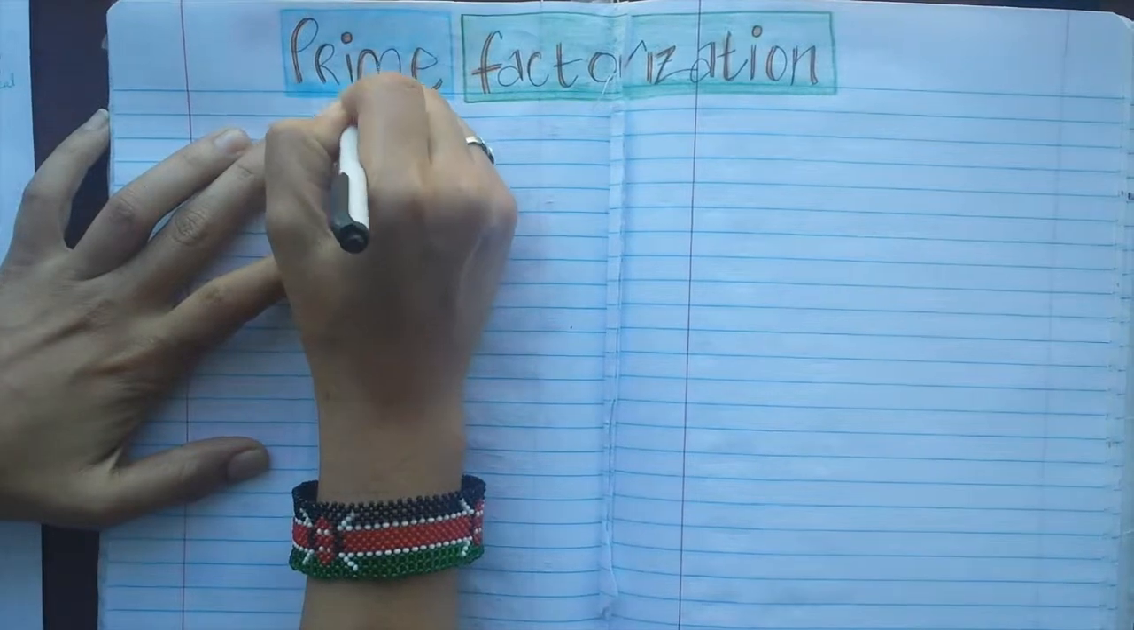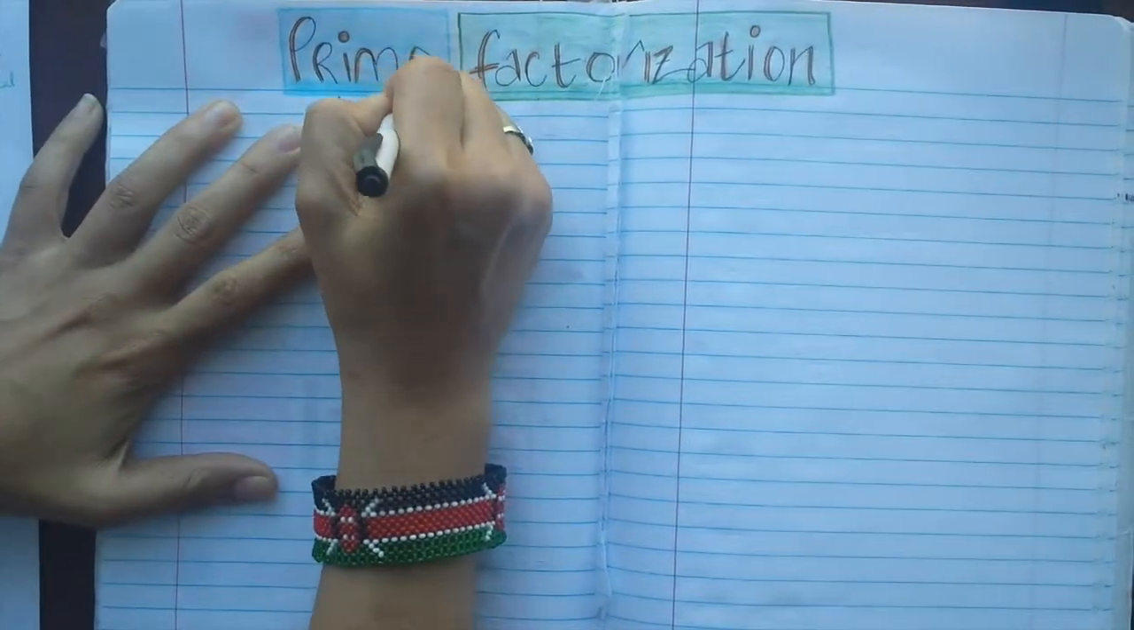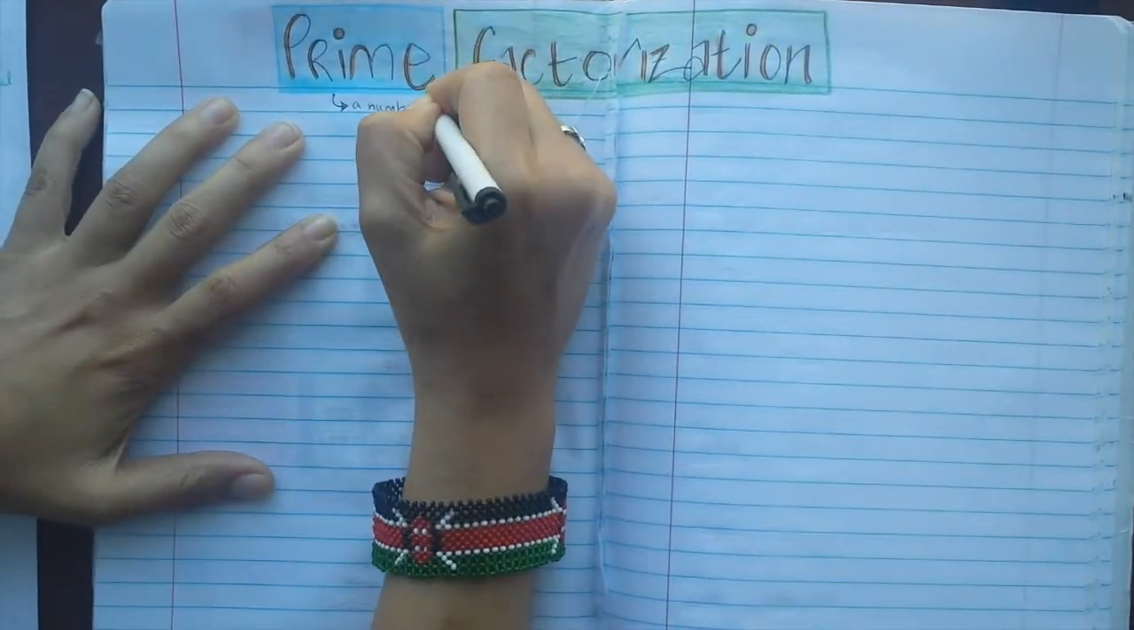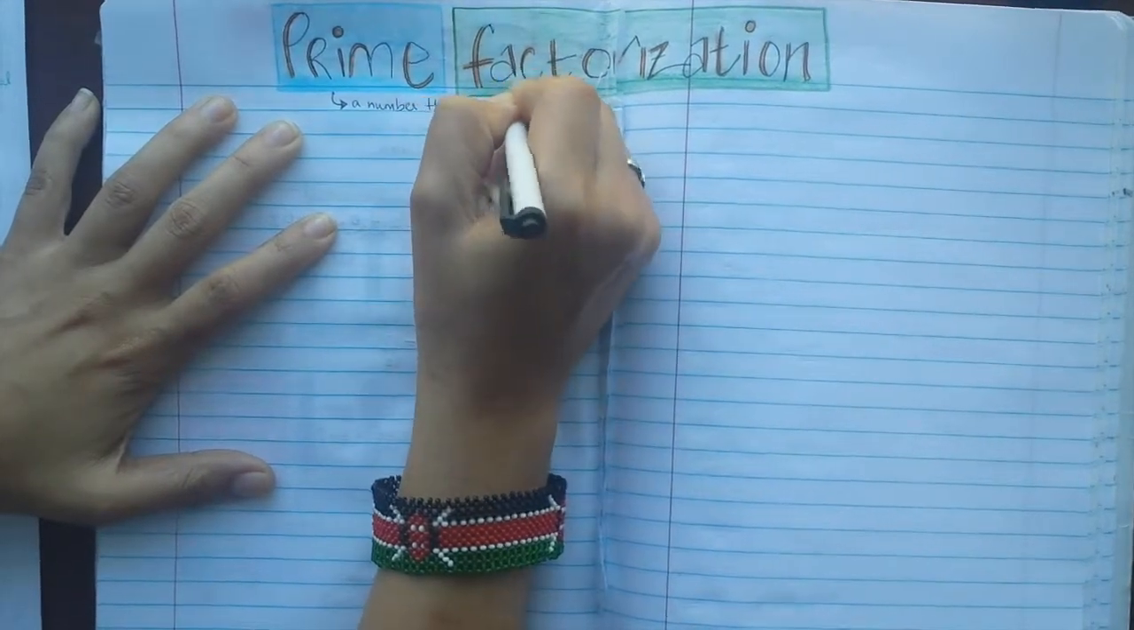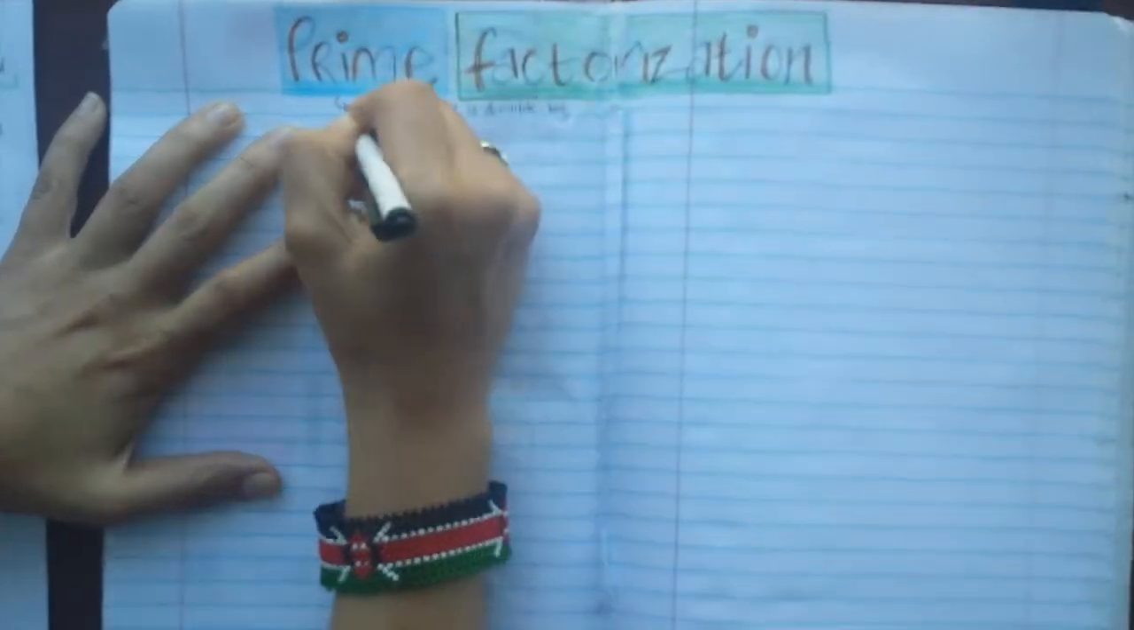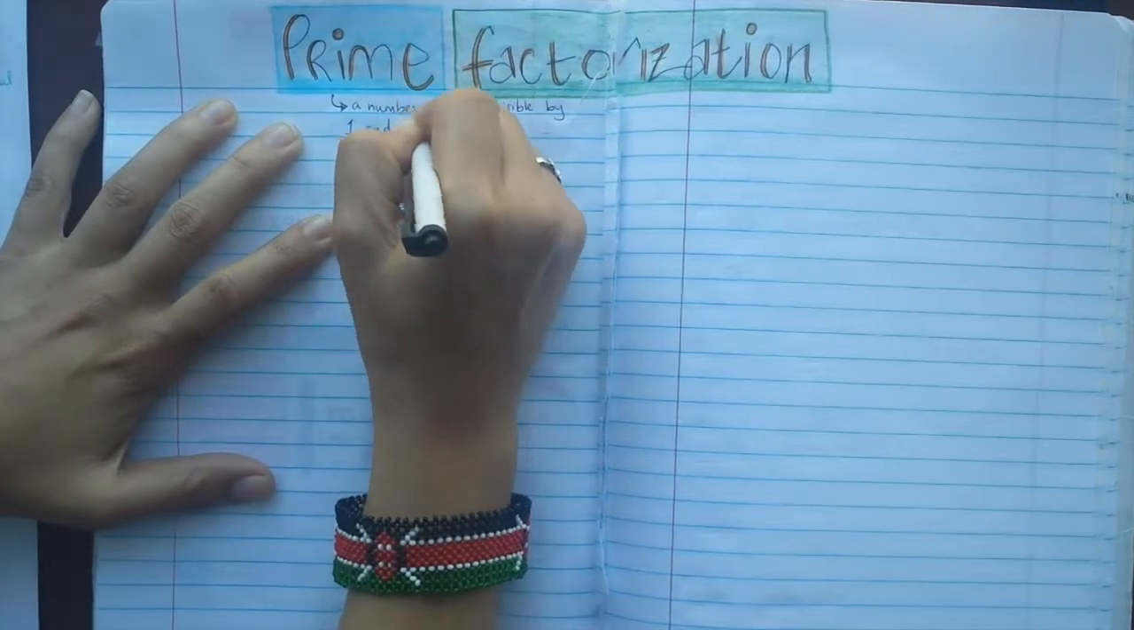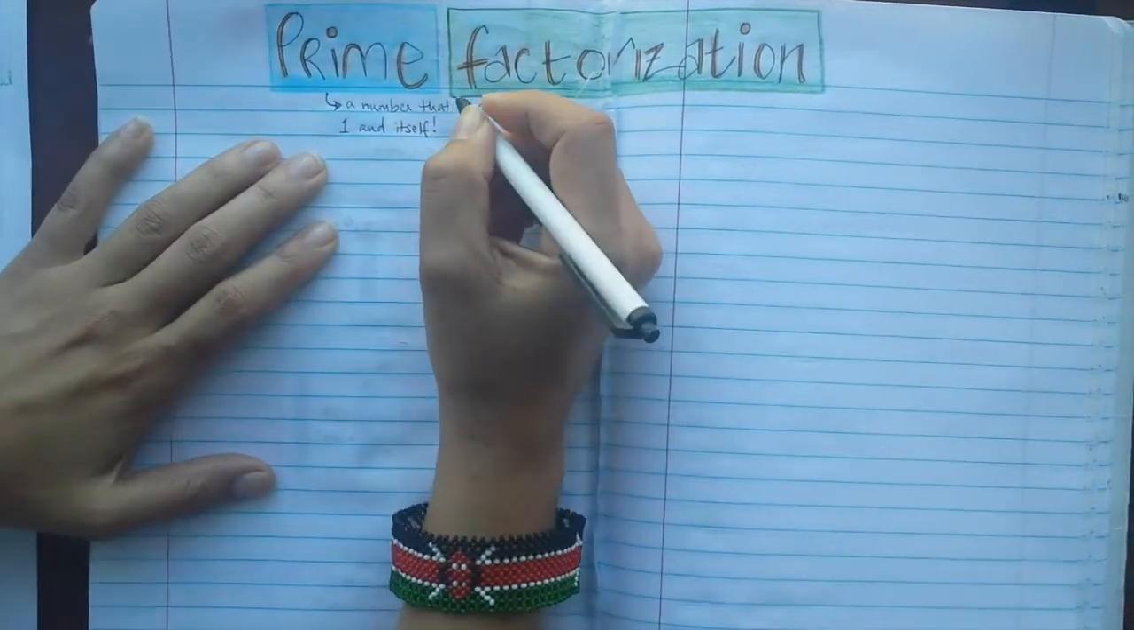We're going to look at prime factorization. A prime number is a number that is divisible by 1 and itself. Alright, so think about all the numbers. What is divisible by 1 and itself?